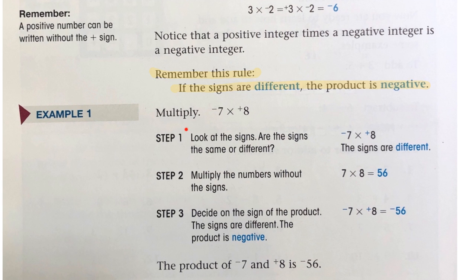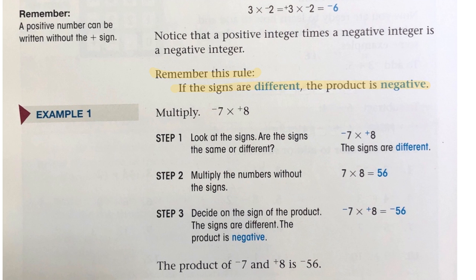This is a rule. If the signs are different, the product is negative. For example 1, we have a -7 and a +8. Those signs are the negative and positive signs. Different means that there are one negative and one positive. They're not the same. Then we know that the answer or the product will be negative. So that's what we're saying with step 1. Look at the signs. Are the signs the same or different? Negative, positive are different.